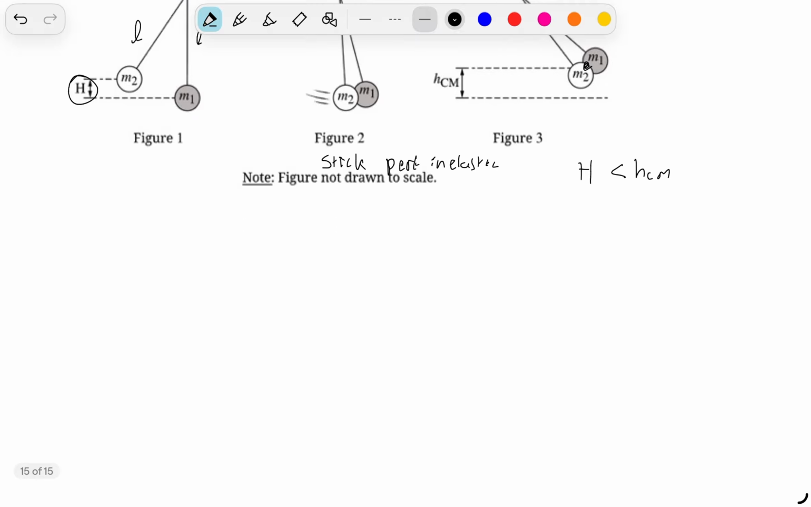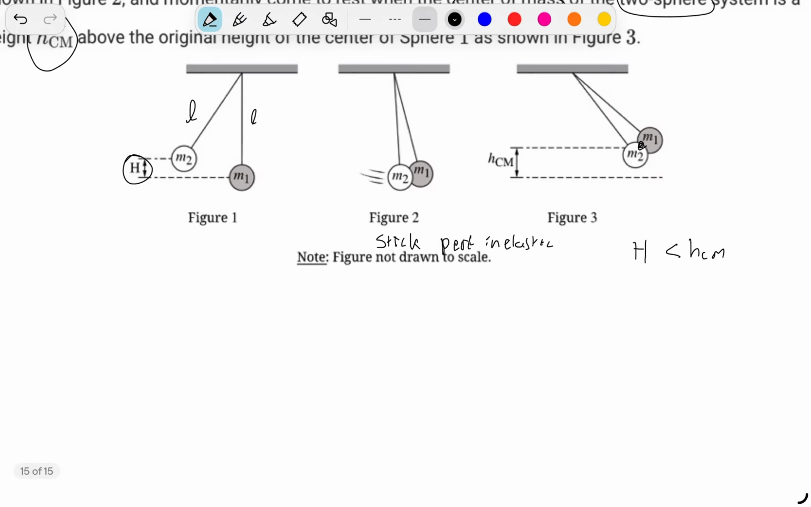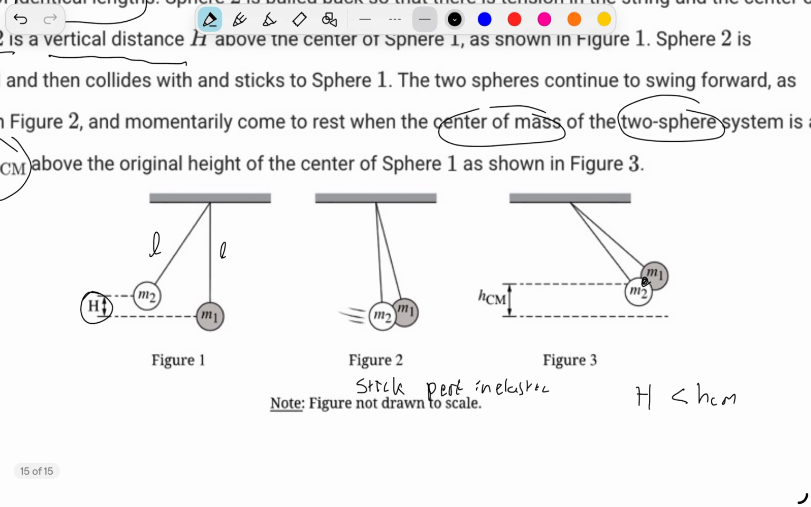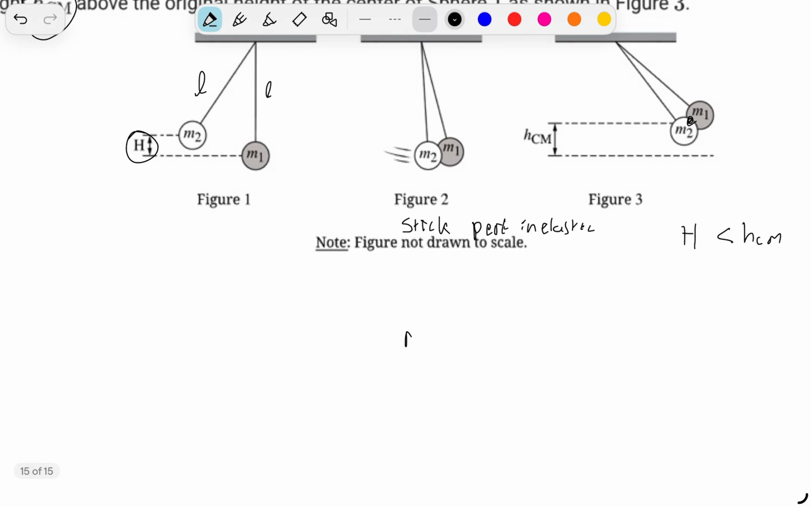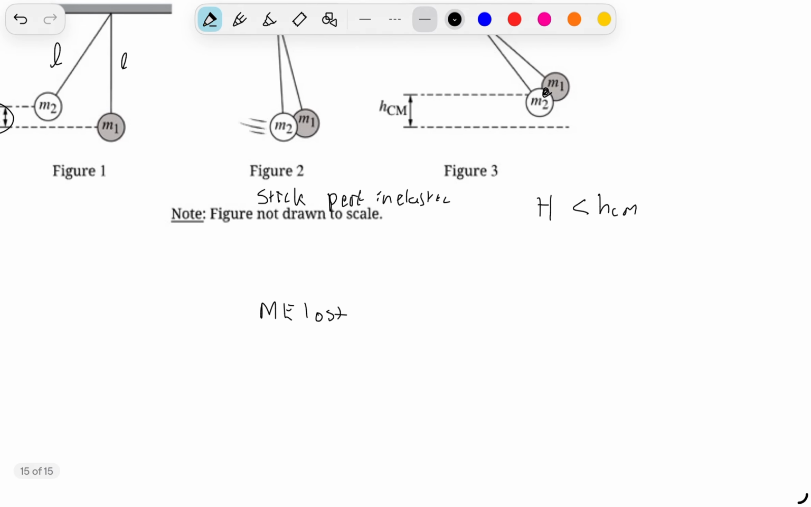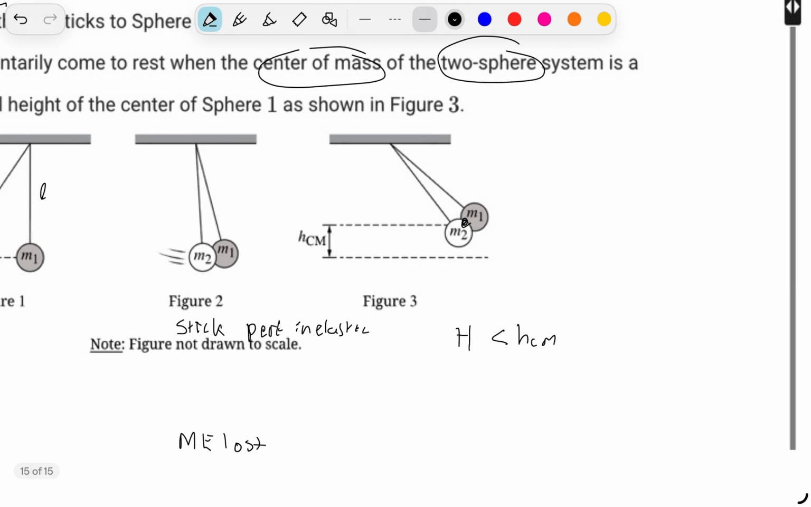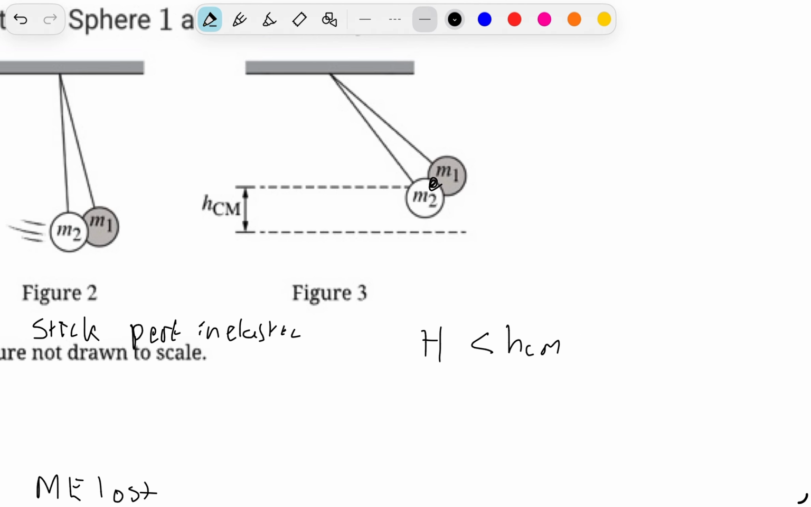We know that sphere 2 is released from height h. So if you increase m2, that gives the moving sphere more momentum before the collision. After the collision, the spheres stick together, so some of that mechanical energy is lost because it is a perfectly inelastic collision. But the larger m2 makes the stuck-together system move faster after the impact. That means the spheres will swing higher, and the center of mass will reach a higher point.